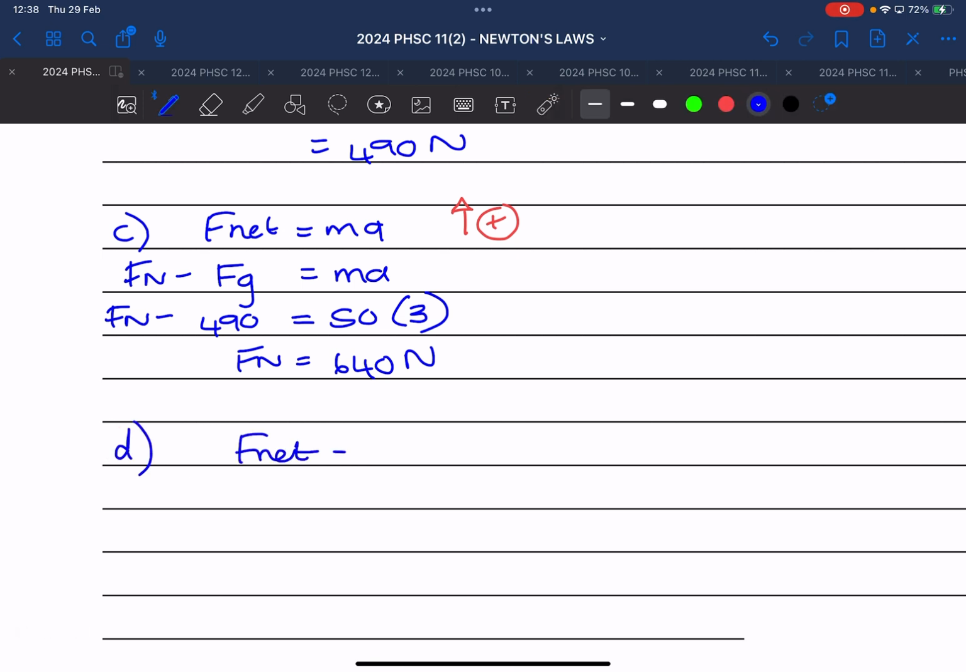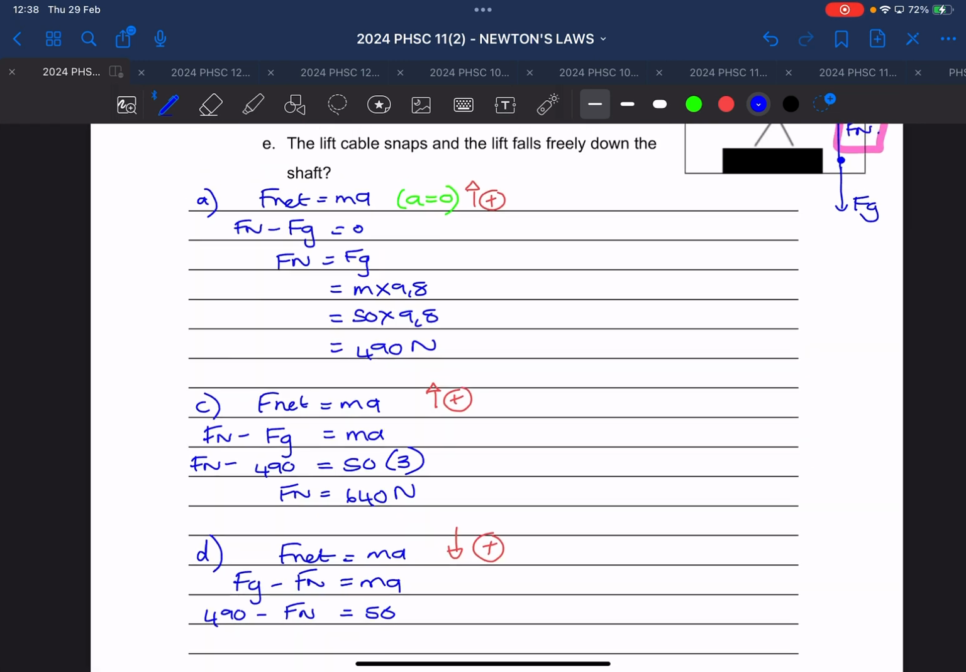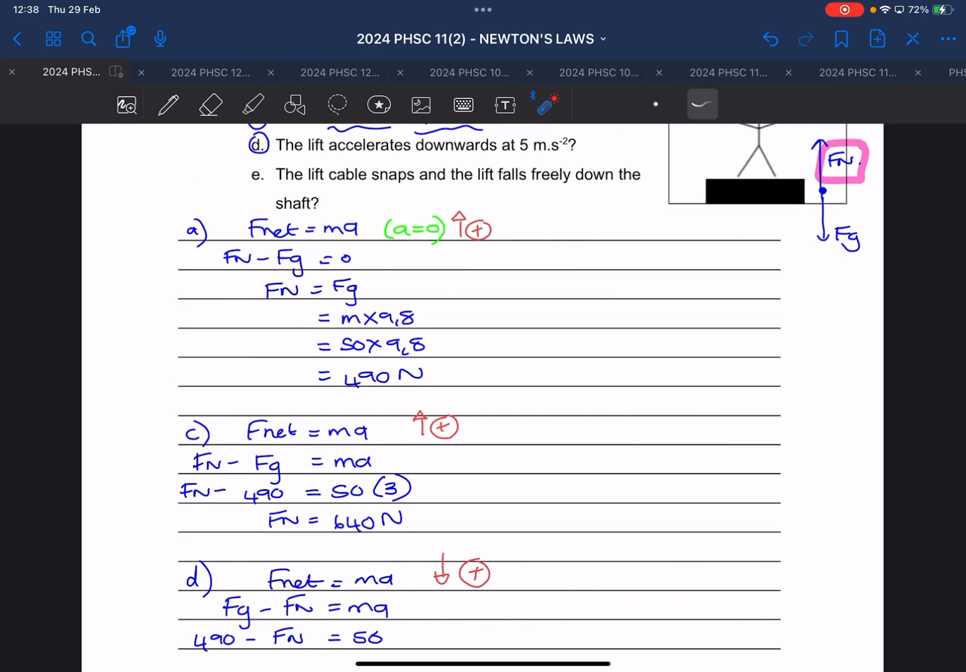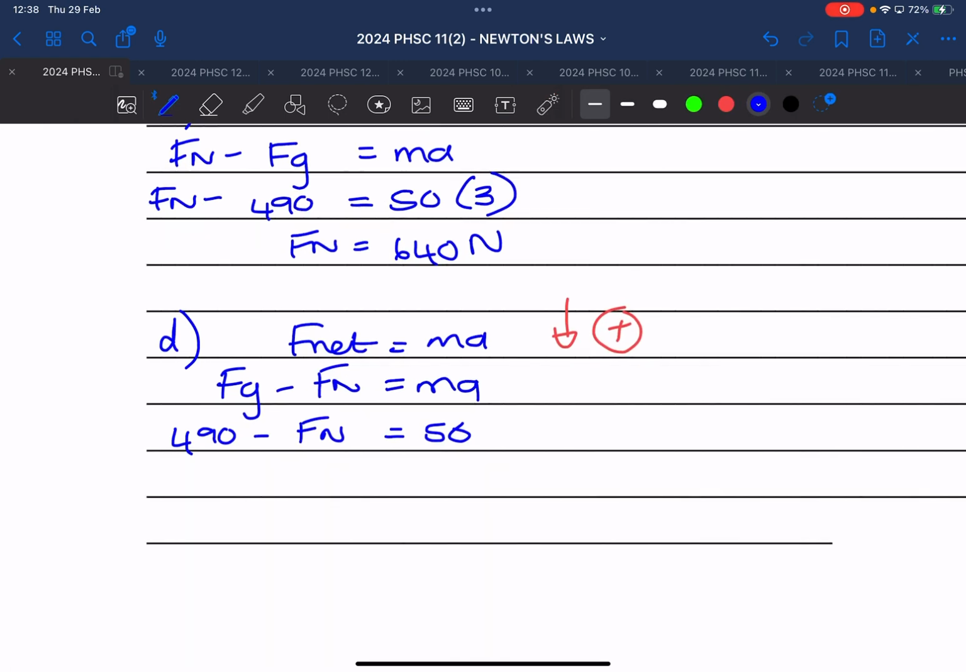Okay, again, Newton's second law. Now we choose down to be positive. So now we have Fg minus Fn is equal to m times a. Fg is 490. Fn we want to calculate. The mass is 50. And I think they say the acceleration is 5. So times 5. And what do you get for Fn, Orna?